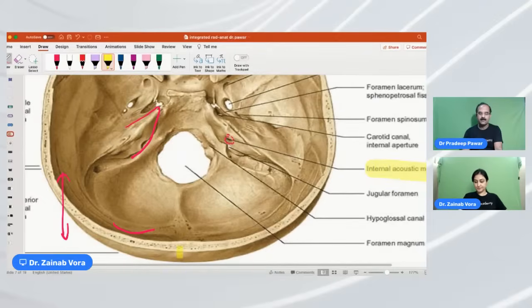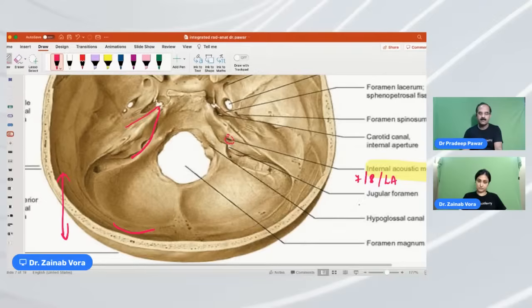Internal acoustic meatus. Come on, students, what passes through this internal acoustic meatus? Answer this. It's just a quick revision for you. Internal acoustic meatus, what passes? The seventh nerve, the eighth nerve, and the artery going to supply the labyrinth. That's the labyrinthine artery. That internal acoustic meatus lies in the petrous part of the temporal bone. Clear? The seventh nerve, the eighth nerve, and the labyrinthine artery.